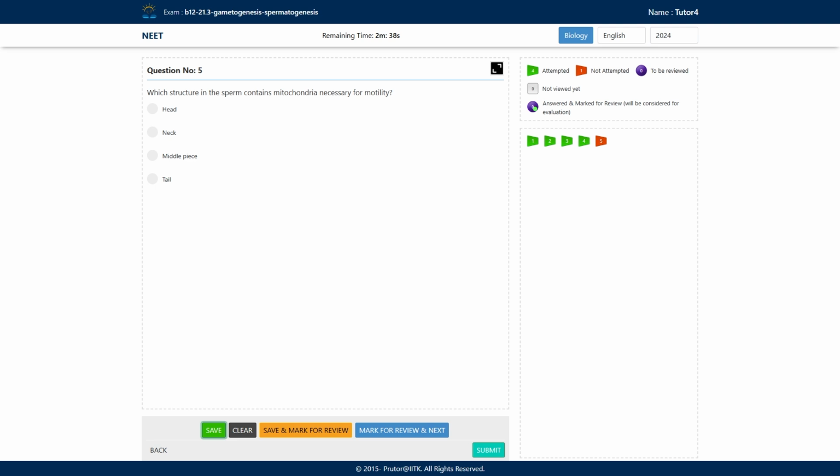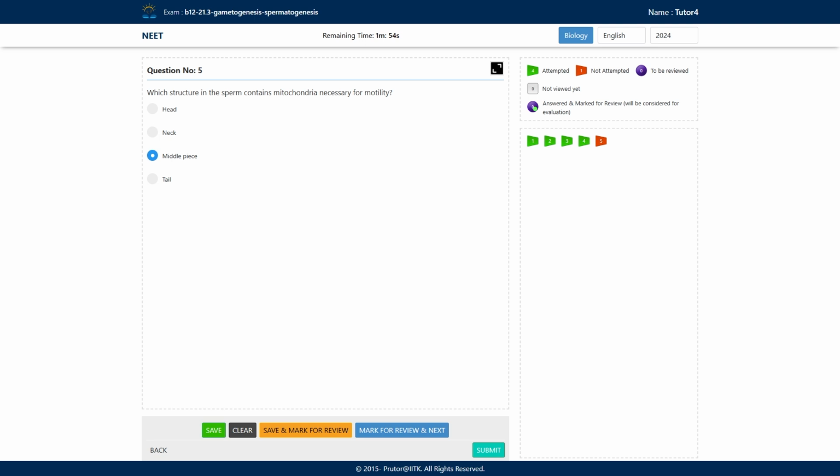Now, next question: which structure in the sperm contains mitochondria, which is necessary for motility? So mitochondria are present in which part of the sperm? Head, neck, middle piece, or tail? The correct answer here will be the middle piece, which means option C is the correct answer.